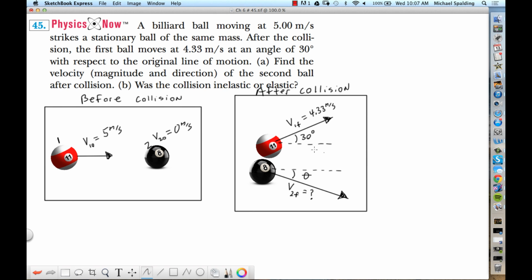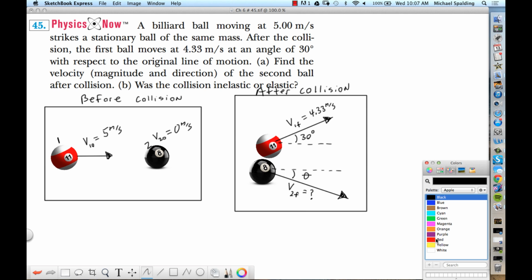So I have all the vectors written out here. Look. Ball number 1, the way they word it is they say that ball number 1 after the collision moves at 4.33 meters per second at an angle of 30 degrees with respect to the original line of motion. The original line of motion was like this, right? That was the original line of motion. Ball number 1 moves at 30 degrees from that original line of motion.